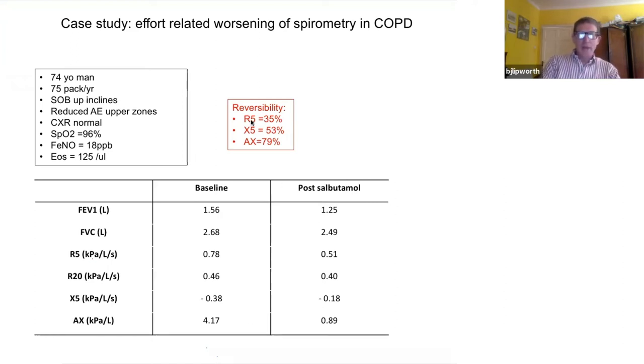The total area resistance changed by 35%. The peripheral reactance at 5 Hz changed by 53%. And the biggest change of all was seen in the area under the reactance curve. And that's really the key measure in COPD. If you're going to take one measure away in COPD, it's going to be the AX, the area under the reactance curve. That's where you're going to see the greatest signal.